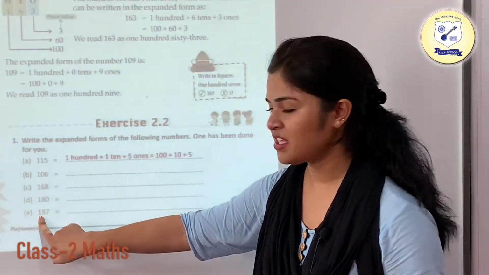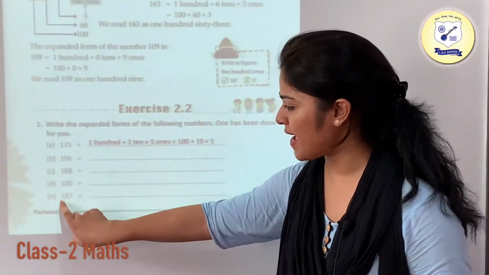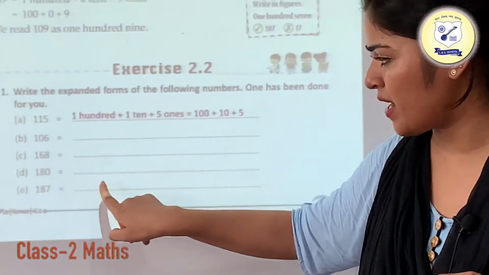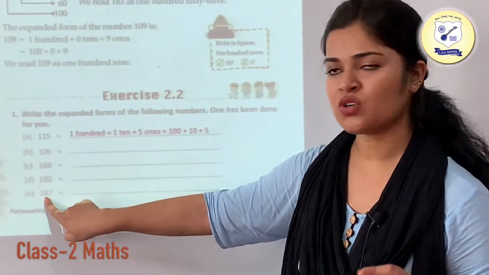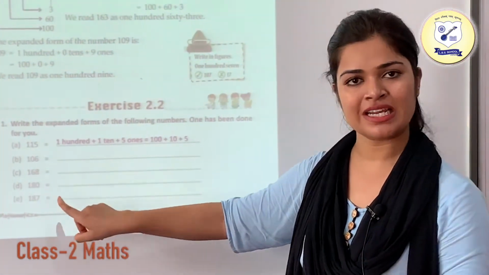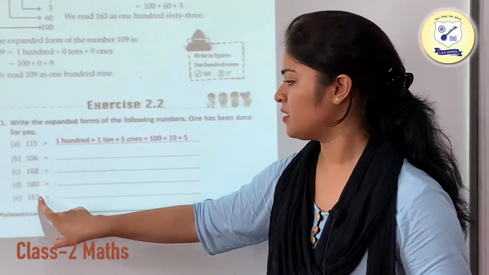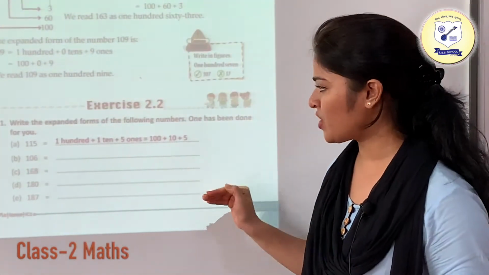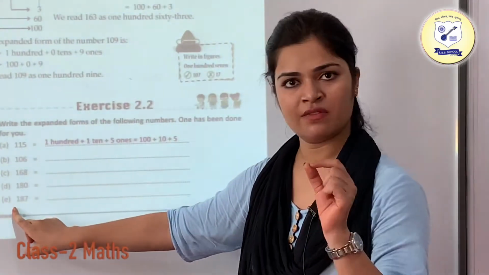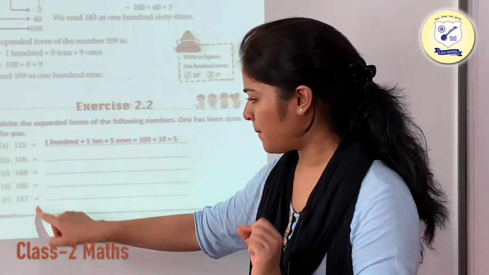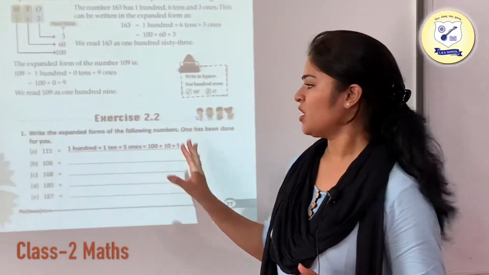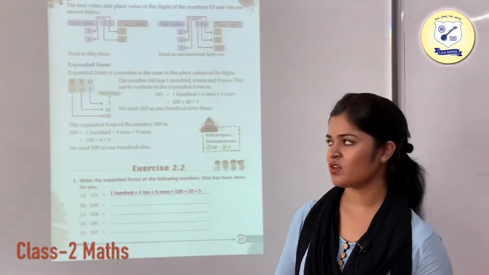Similarly, like we are having this 187, so this can be written as, this number 1 belongs to hundreds place, so this can be written as 100 plus, this is on tens place, so this can be written as 8 tens plus, this is written on ones place, so this can be your 7 ones, which can also be written as 100 plus 80 plus 7. Okay. So you can do the rest of the questions by yourself.